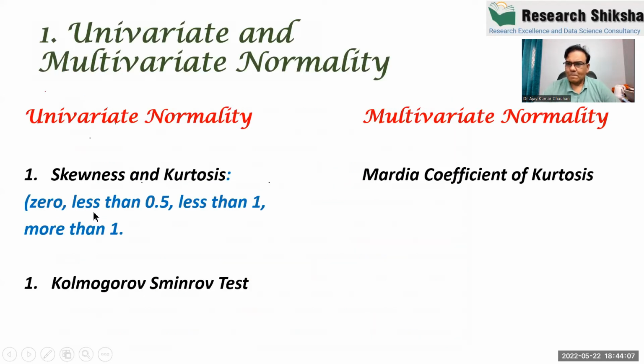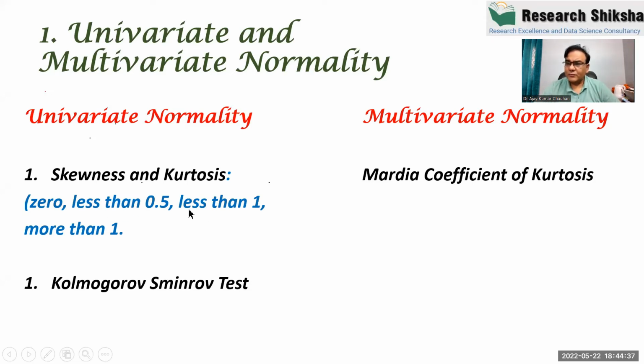Ideally, it should be 0, but that is just an ideal. It is not possible. I have not seen any data set where skewness and kurtosis is 0. If it is less than 0.5, it is excellent. Excellent. It means whatever test you apply, it will always come out as a normal distribution.